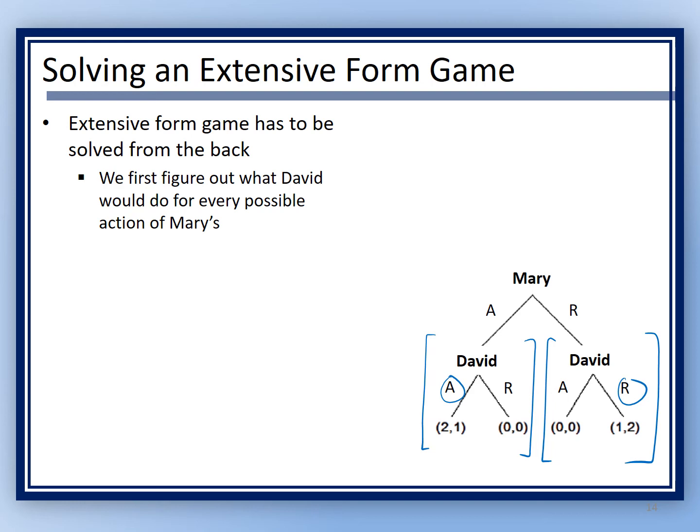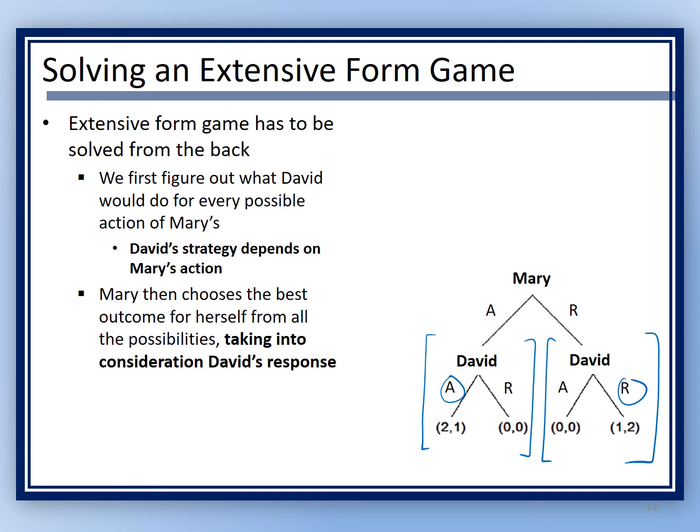If Mary has chosen action, we are on the left-hand side, David chooses action. If Mary has chosen romance, then David would have chosen romance. The reason why we do that is we think that Mary is smart. Mary is so smart that she can anticipate what David does. For us, that means that when we want to figure out what Mary does, we first have to figure out what David does, because Mary anticipates what David does. So we start from the back.